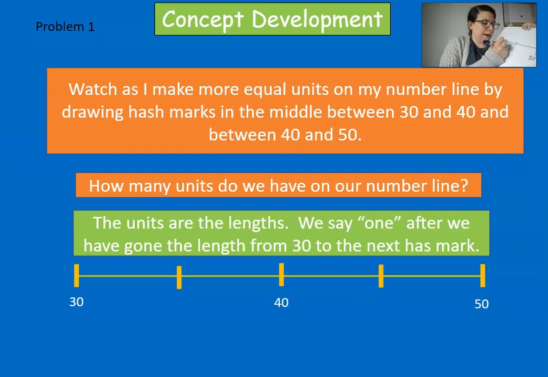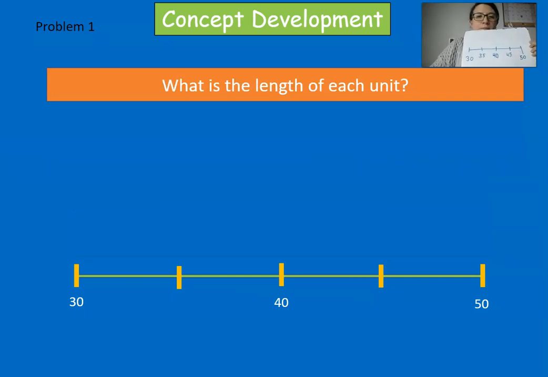Good, 35. What number would I put down that's halfway between 40 and 50? 45. Awesome job. How many units do we have on our number line now? 1, 2, 3, 4, 5. Awesome job. What is the length of each unit?